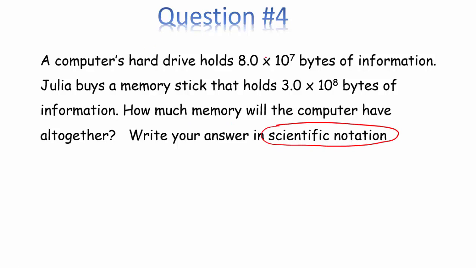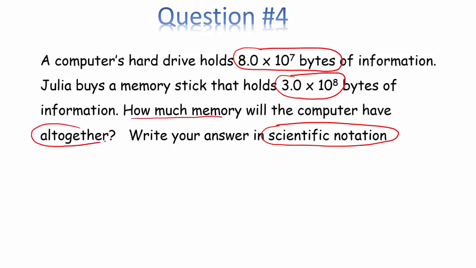I know the hard drive can hold 8.0 times 10 to the 7th bytes of information. I know the memory stick can hold 3.0 times 10 to the 8th bytes of information. And I want to know how much memory the computer will have altogether. Altogether is definitely a key word.